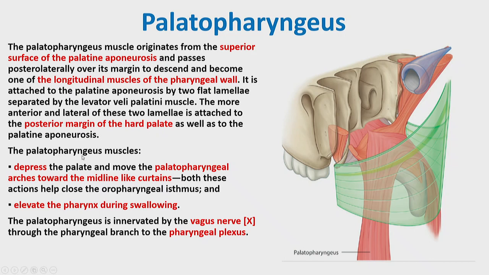This muscle, the palatopharyngeus muscle, has two functions. One function for the soft palate, which is depression.